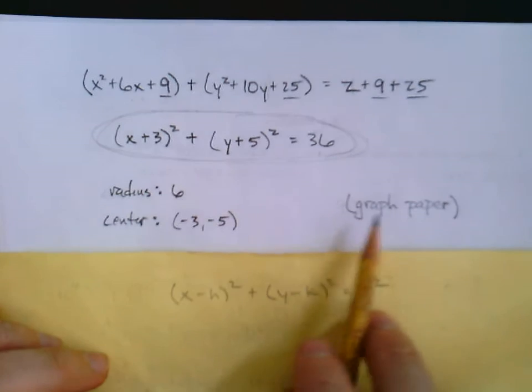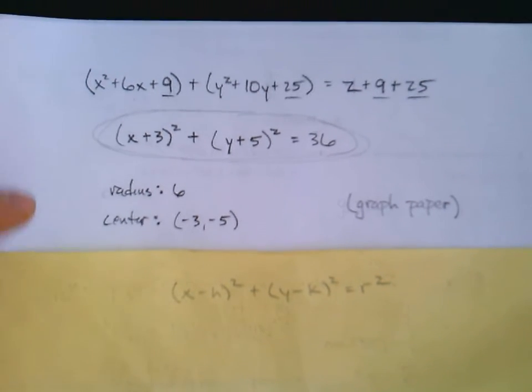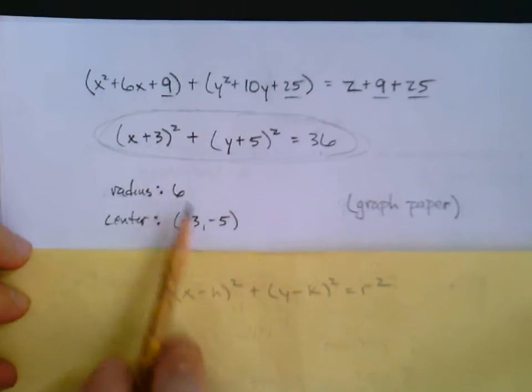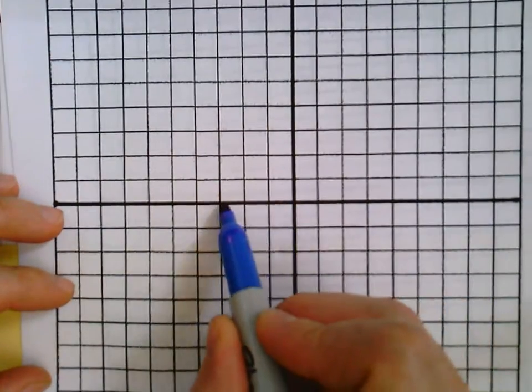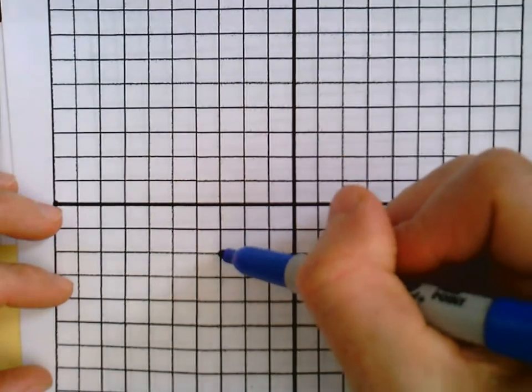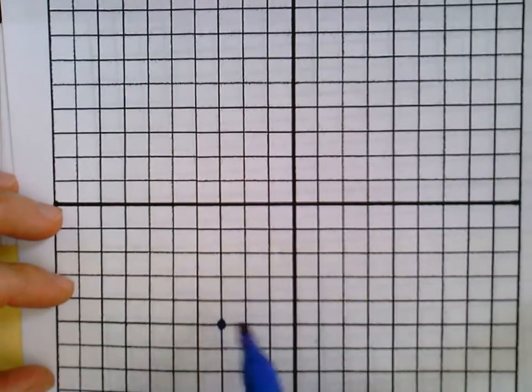Okay, now you see my note to myself to use graph paper. So I'm going to just take my center, my radius, pull out another piece of graph paper. Again, you could sketch this by hand. On a test, I'll give you a nice grid. Okay, so we said the center was -3, -5. Right there. -3, -5. And the radius is 6.